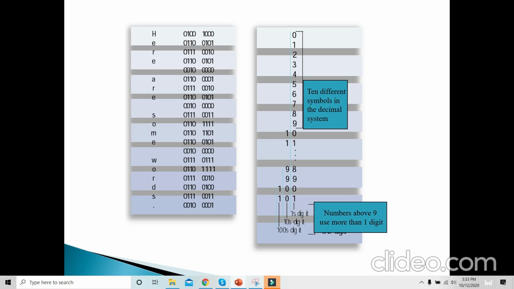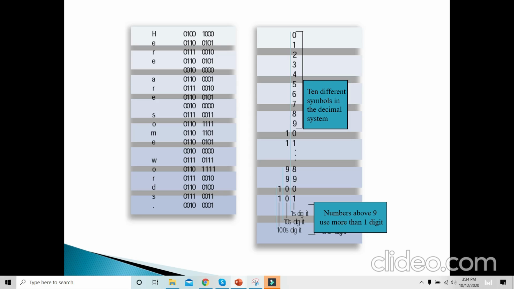The other example is the decimal number system. Compared to it, the decimal system is base 10. It's 0 1 2 3 4 5 6 7 8 9. These are the 10 different symbols in the decimal system. When it goes beyond base 10, it will increment its number, whereas in binary there's no incremental operation. You just need to use 0 or 1, 1 or 0.